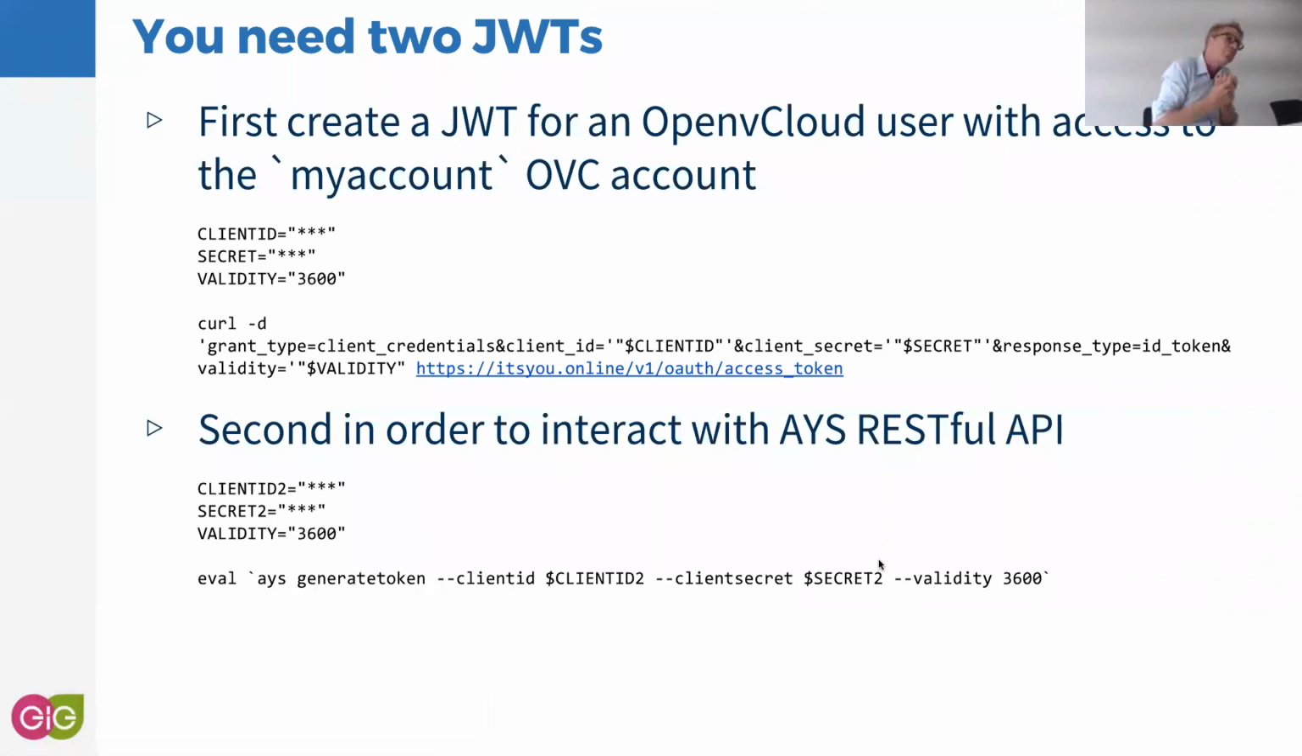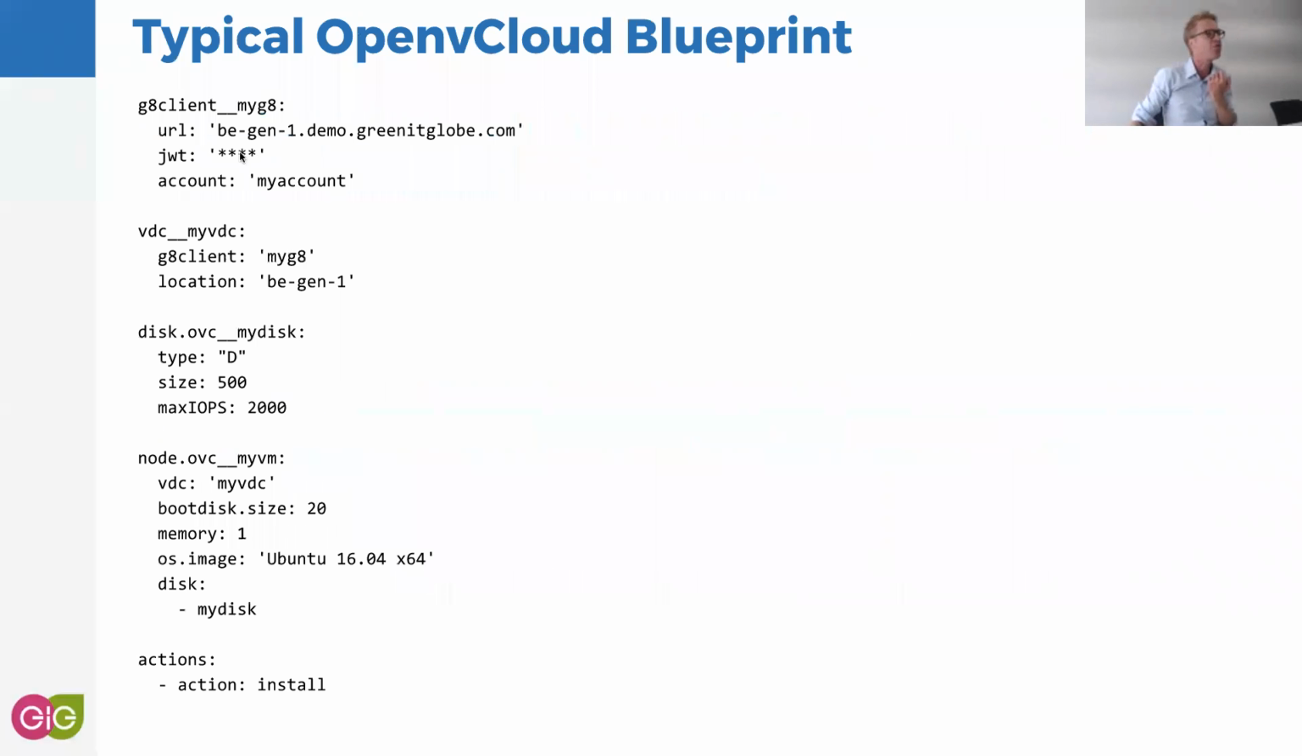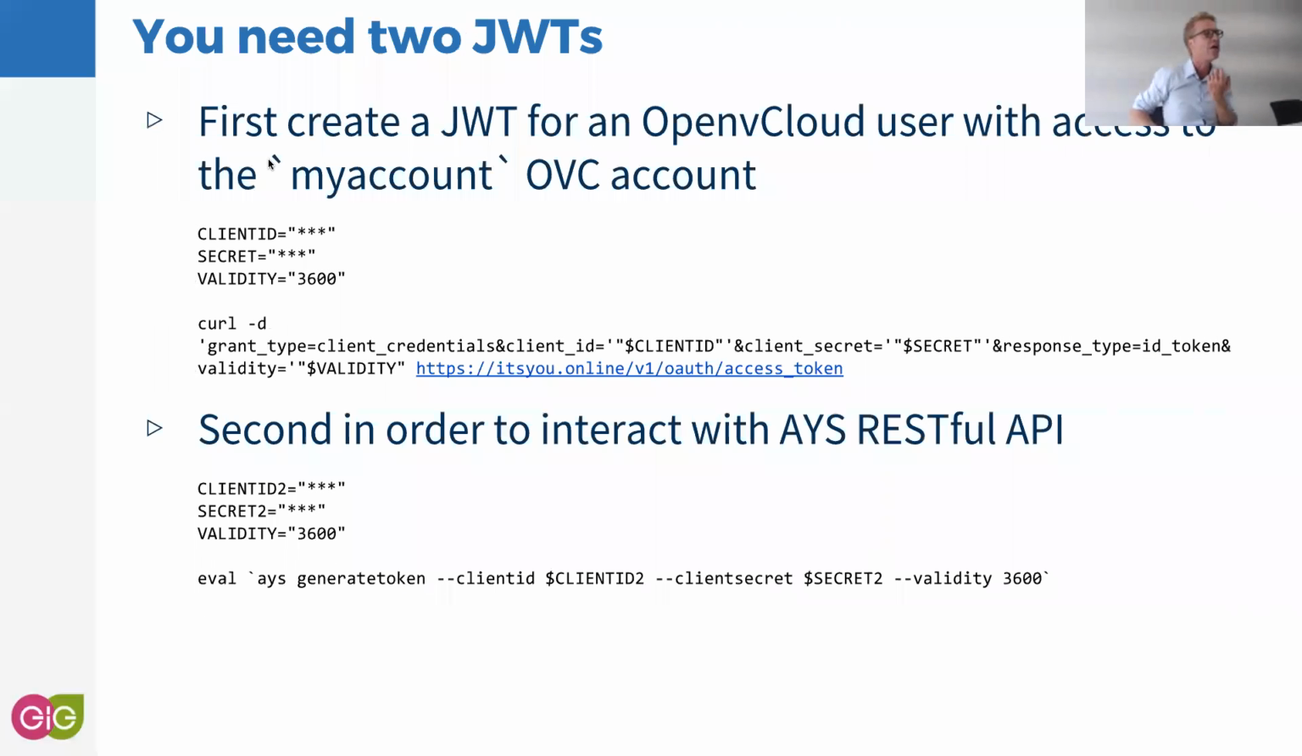But I need a second JWT that needs to be included in my blueprint. Remember, you saw it in the blueprint here. This one, these 4 stars, I need to fill it out with a real JWT. That JWT is a different one. It's a JWT related to my identity. So what I will do as an Online user, I will make sure that I have created an application key based on which I can then create a JWT.